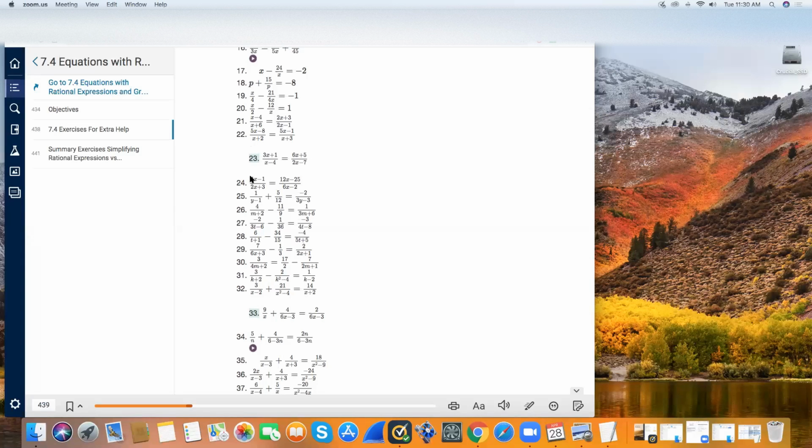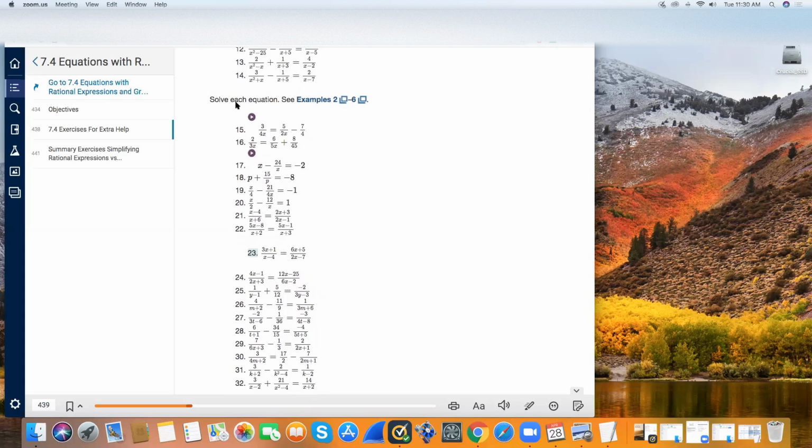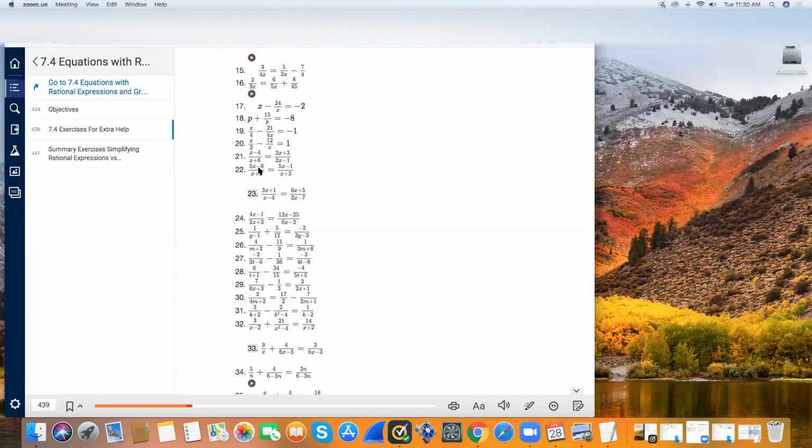So 22 and 24 are similar. So instead of 23, let's do 22. I'm going to do 22 on the board. The same question here, solve each equation. Only difference, the one we just did had 3 fractions, 1, 2, 3. This one has only 2 fractions. So there are 2 ways we can do this one. We can do the same way we just did, find the LCD, write the LCD next to each fraction and cancel out. Or there's a second way to do this, since it has 2 fractions.